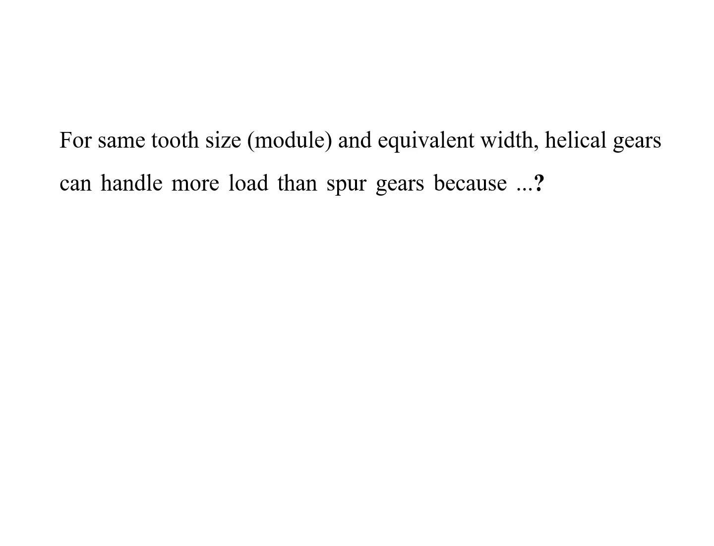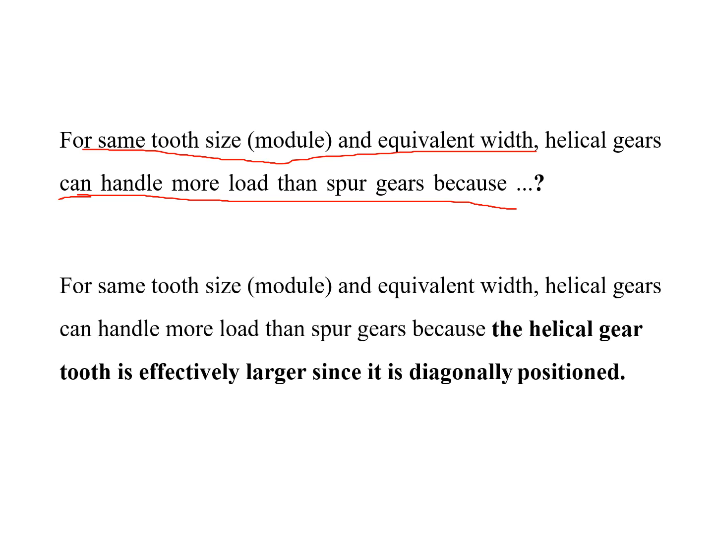So one more question: for the same tooth size and equivalent width, helical gears can handle more load than the spur gear. So more load carrying capacity is there in the case of helical gears. It is because the helical gear tooth is effectively larger since it is diagonally positioned, and the larger the size of the tooth is, the larger the area in contact. So as the area of contact is more, the load carrying capacity is also more as compared to spur gear.